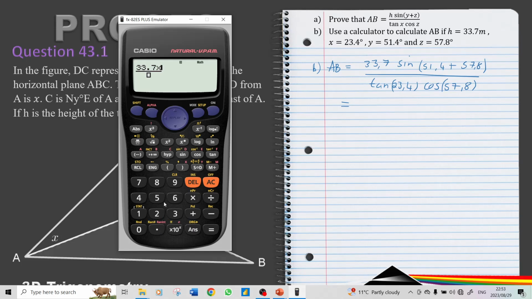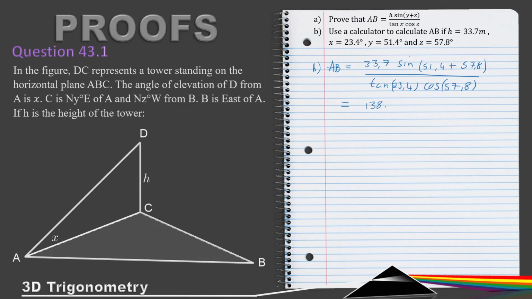33.7 multiplied by sine of 51.4 plus 57.8, over tan 23.4 multiplied by cos 57.8. Okay, so that's 138,01. Do we have a unit? Yeah, it's meters. Right, that is question 43.1.